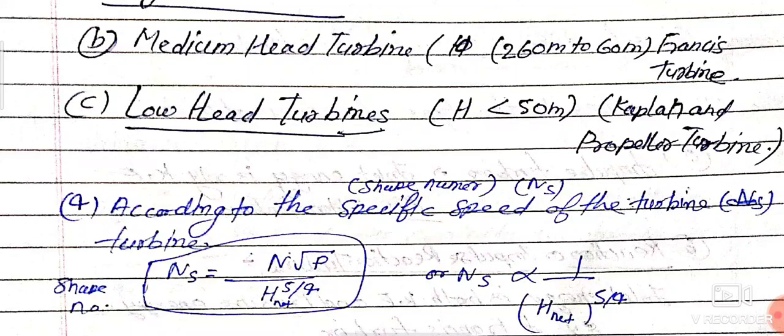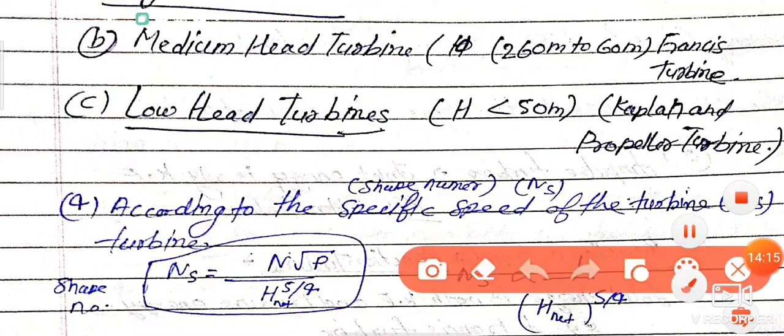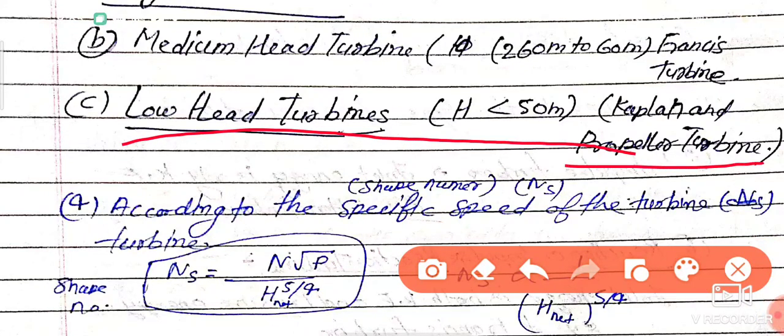The third type of turbine is low head turbine. When the head at the inlet of the turbine is less than 50 meter, then it is known as low head turbine. For example, propeller turbine is an example of low head turbine. In the propeller turbine, the head available at the inlet is less than 50 meter, so it is called a low head turbine. Kaplan and propeller turbines are examples of this type of turbine.